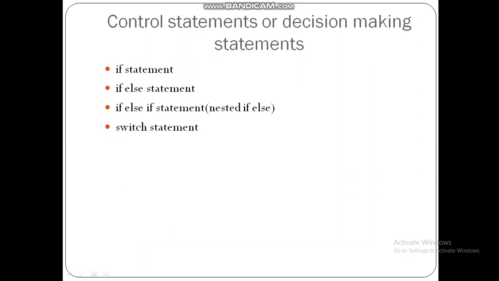Welcome everyone. In this video, I am going to discuss control statements or decision making statements. From the name itself, it is clear that we are going to make some decisions using the statements. There are four types of control statements. First one is if statement, second if else, third if else if, which is also known as nested if else, and the last one is switch case.